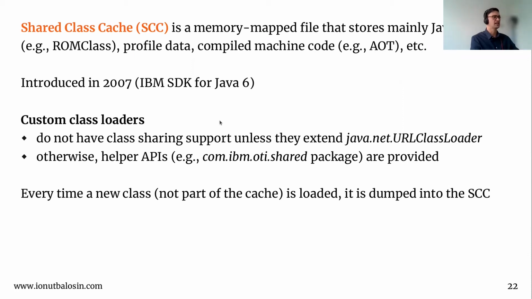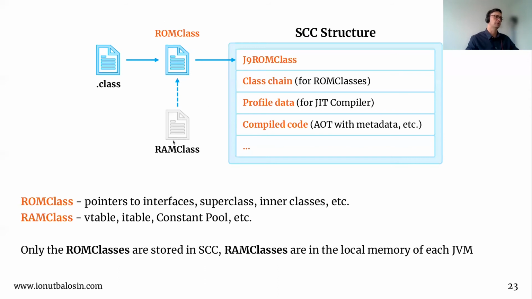Also, the rationale of how it works internally. The classes in J9 are split in two parts: the ROM part, the so-called immutable part, and the RAM part, the so-called mutable part. Only the ROM class is included in the SCC structure and shared across multiple JVMs. What is inside this ROM class is basically pointers to interfaces or inner classes, and these are shared. But for example, the virtual table or the constant pool itself is not. This is part of the RAM class.